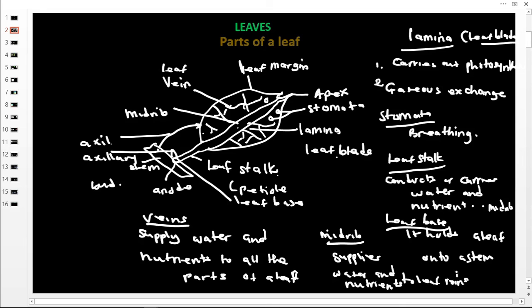So one more time, we've said the lamina carries out photosynthesis and is a part where gaseous exchange takes place. Then the stomata are the actual site for gaseous exchange, which we have called breathing. Then we've said the leaf stalk conducts water and mineral salts to the midrib. Then this midrib will supply the water and nutrients to the leaf veins. Then these leaf veins will get the water and supply them to every part of a leaf.